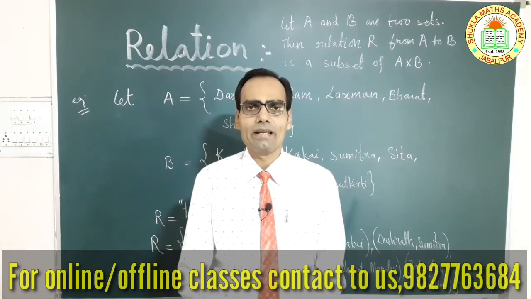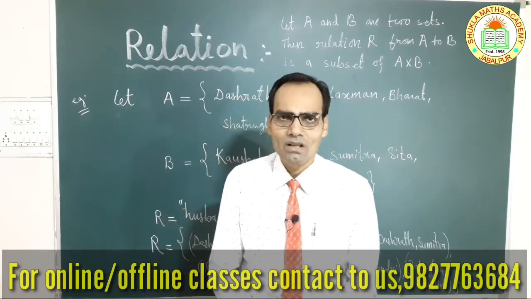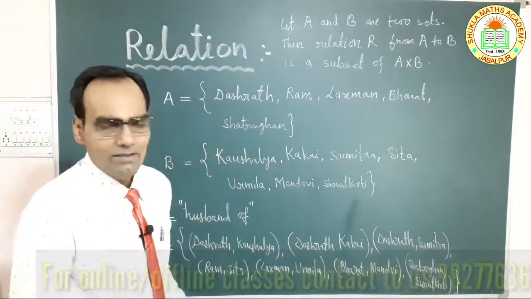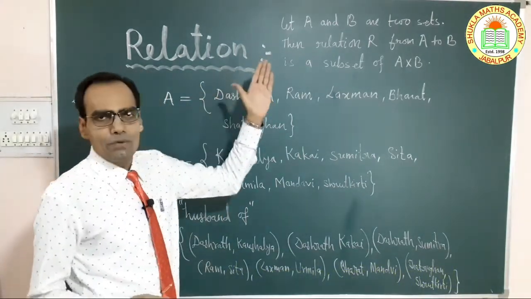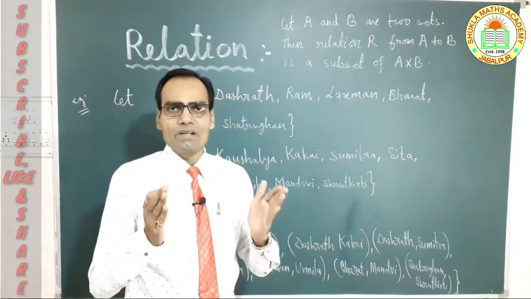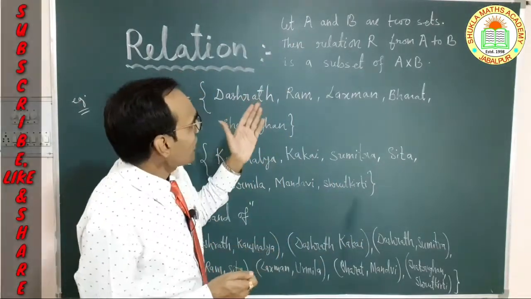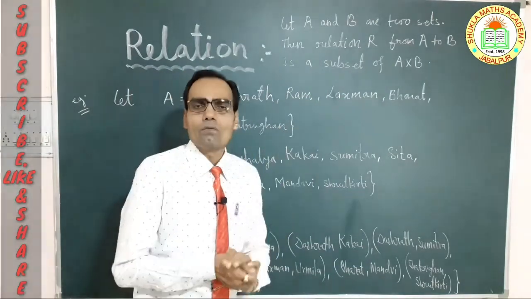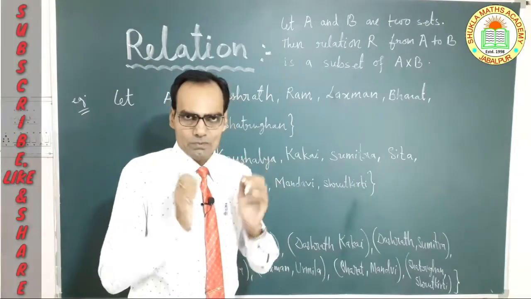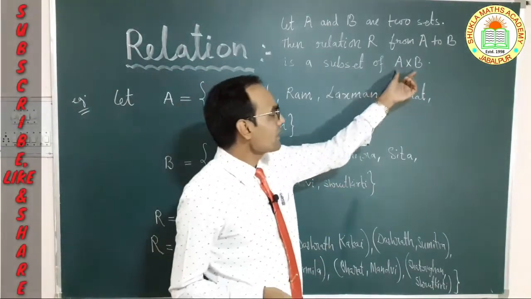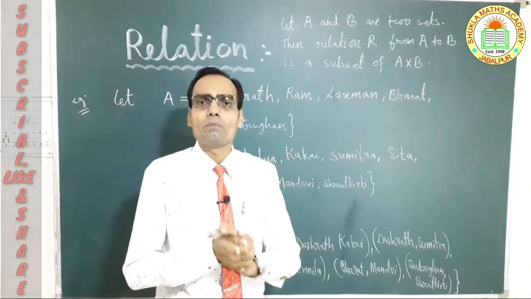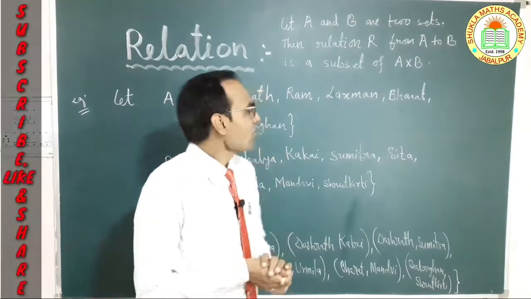So now let's start. First we will define what a relation is. The definition is: let we have two sets, capital A and capital B, which are non-empty sets. Then the relation capital R from A to B is a subset of A cross B, and we know that A cross B is the set of ordered pairs of set A and B elements.